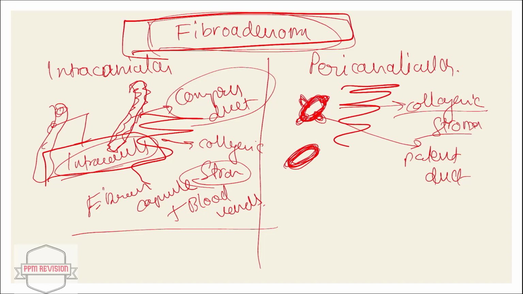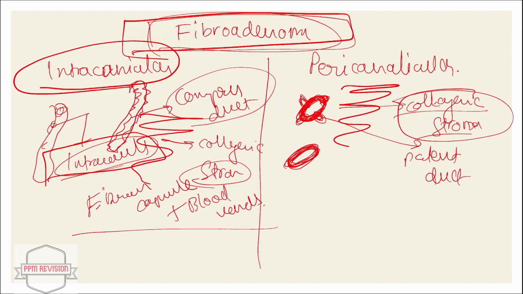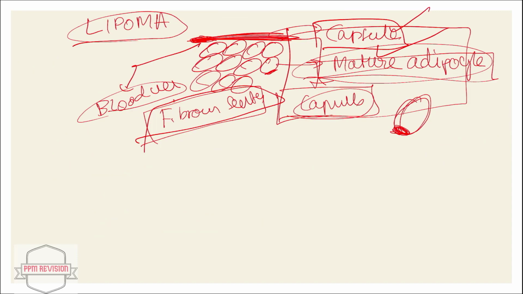So what is this fibroadenoma? We have learned what fibroadenoma is. It is concerned with the breast, and there are two types, pericanalicular as well as intracanalicular fibroadenoma. Looking at the pericanalicular, it's duct shaped, and there's presence of collagenous stroma, whereas in intracanalicular, we have learned there's a wavy pattern, which is a slit-like appearance, and there's presence of collagenous stroma. There's also presence of fibrous capsule and blood vessels, right?